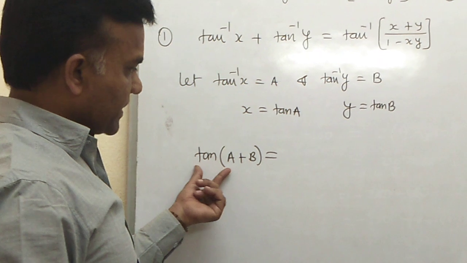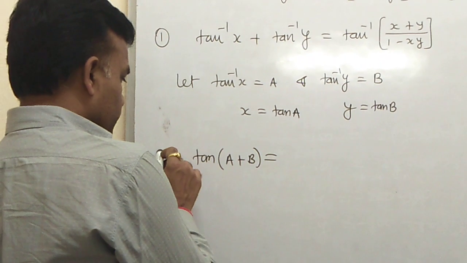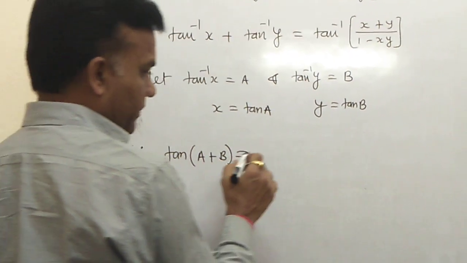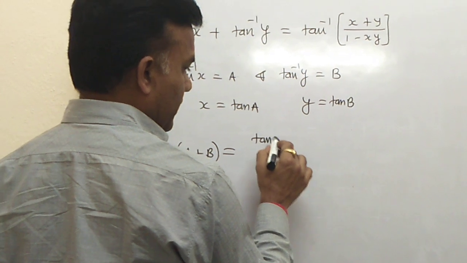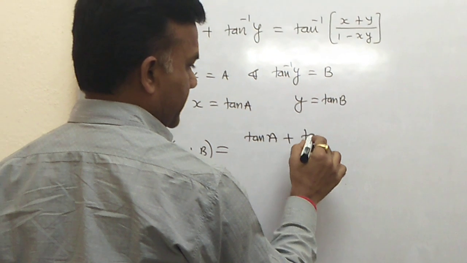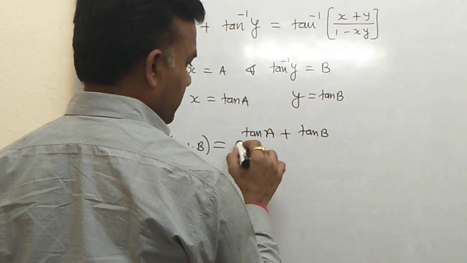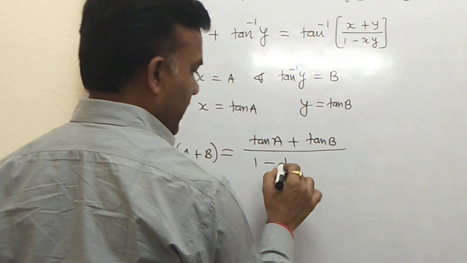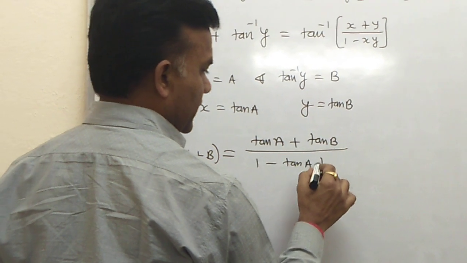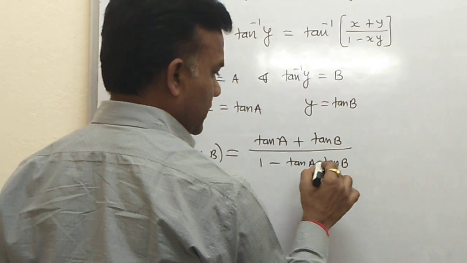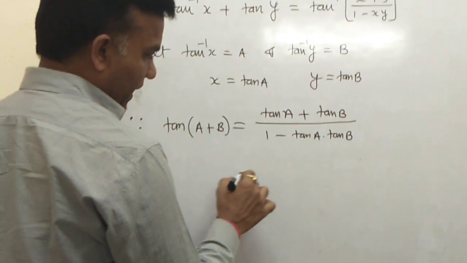Since we know this, first apply the formula tan of a plus b equals tan a plus tan b upon 1 minus tan a tan b. Then we substitute the value of tan a.